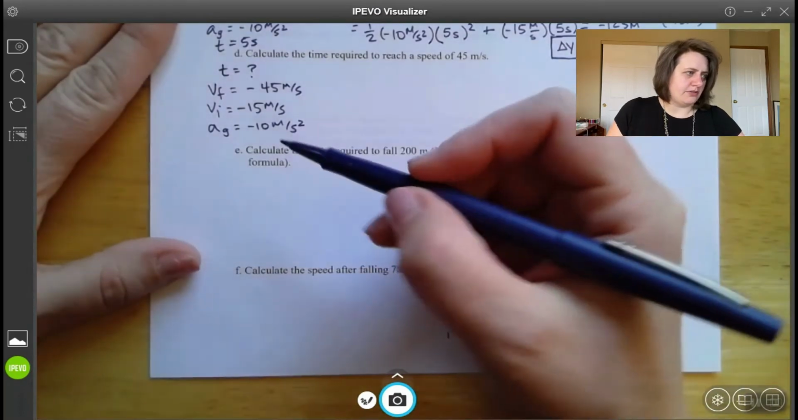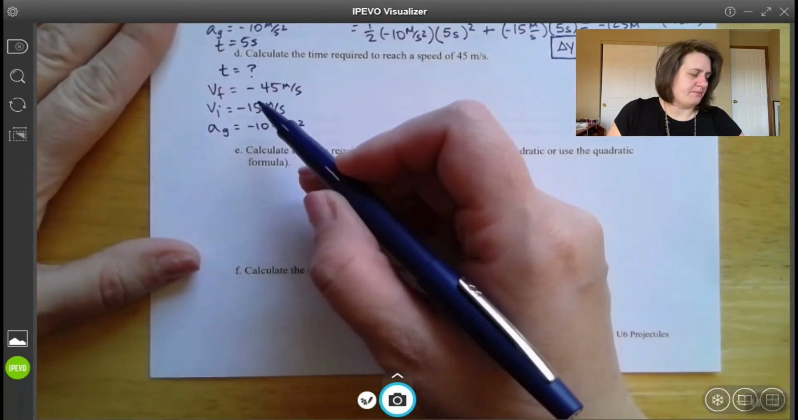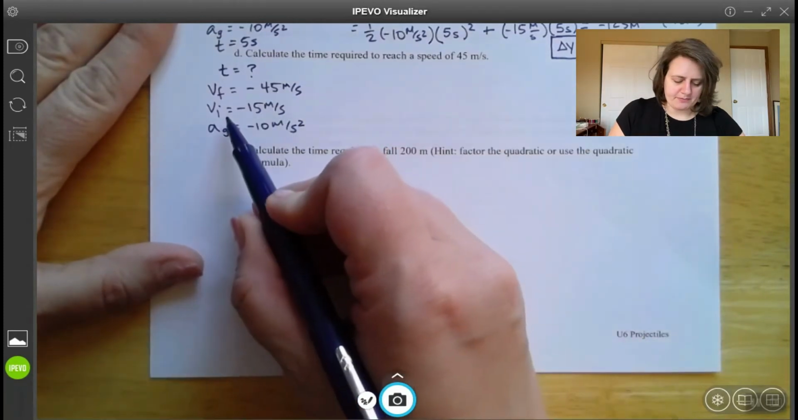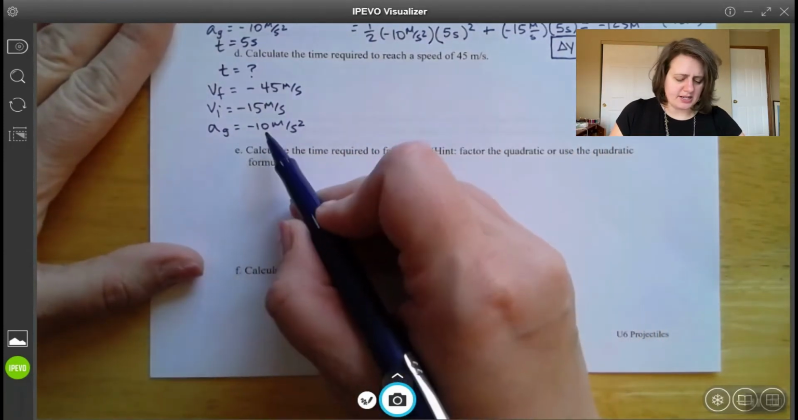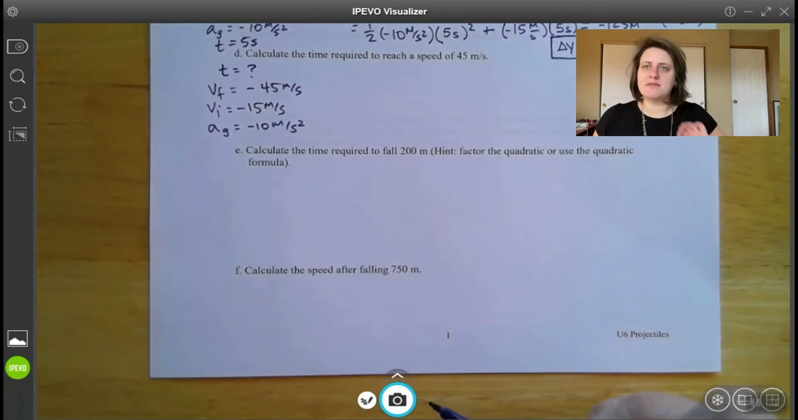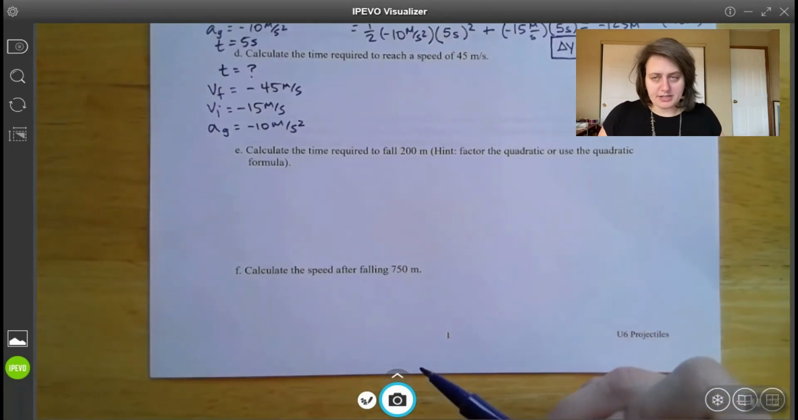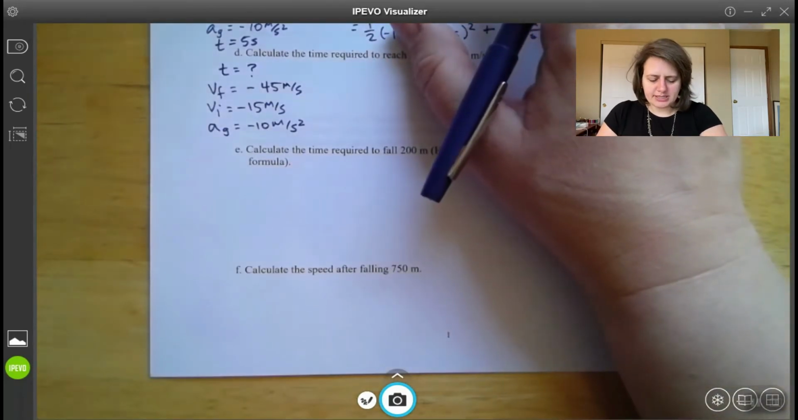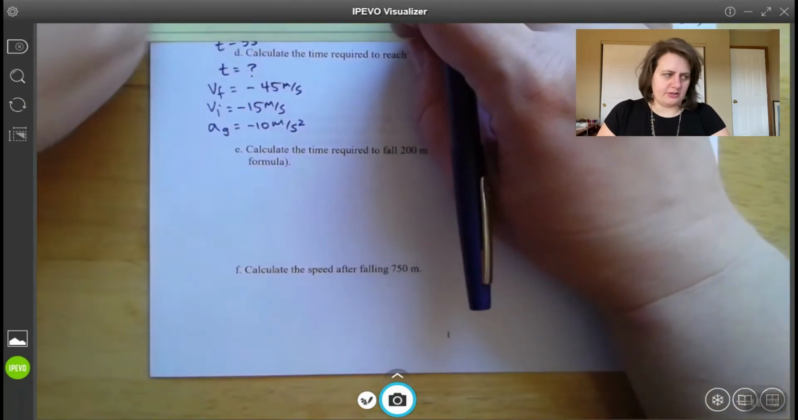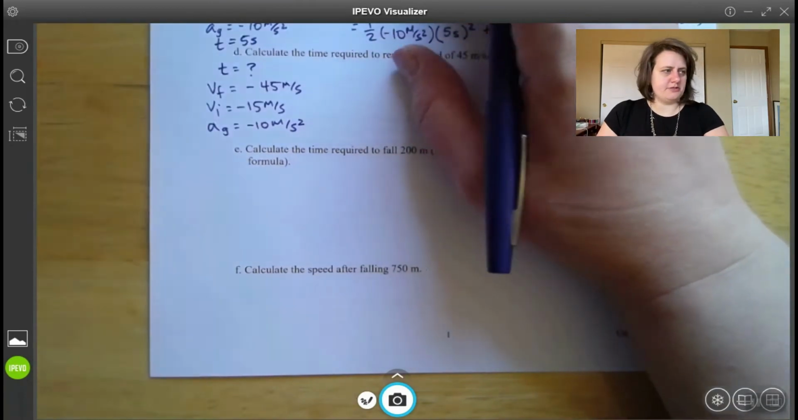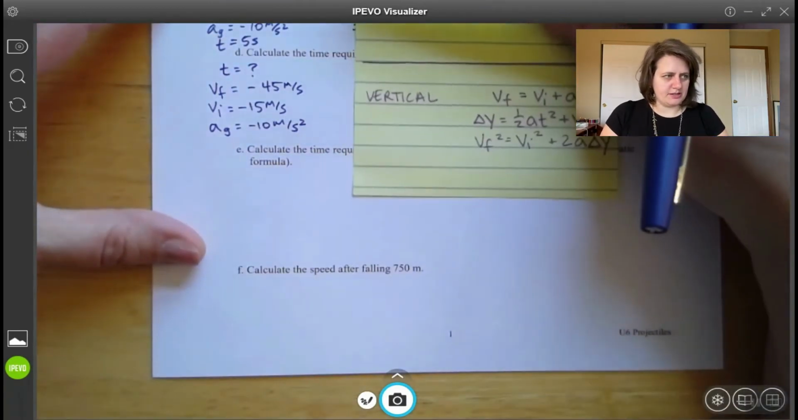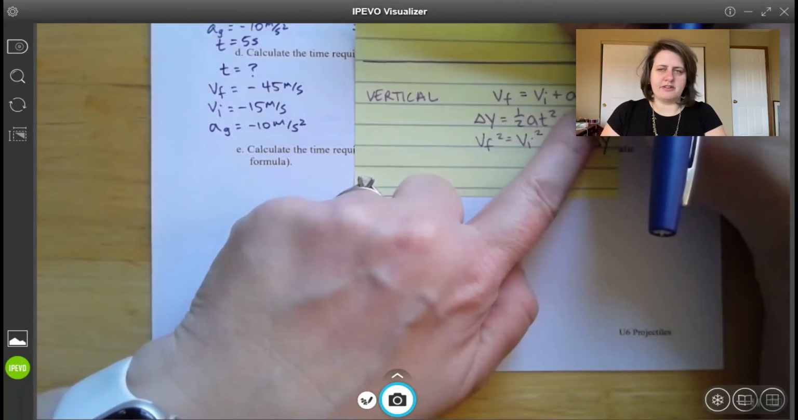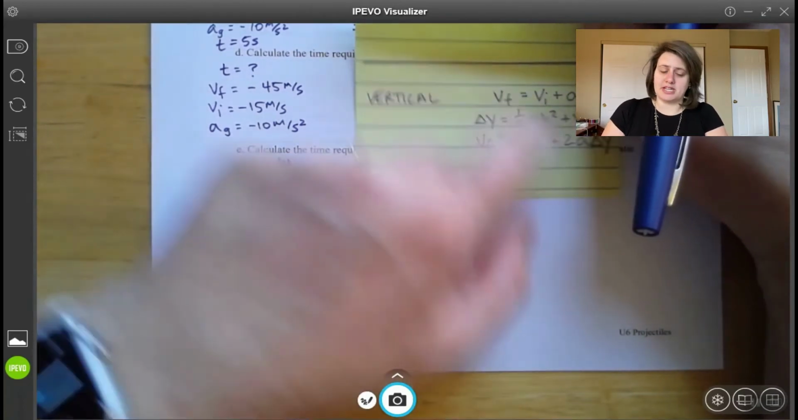Okay, so we've got our unknown. We're trying to find time. We know final velocity is minus 45 meters per second. Initial velocity is minus 15. Acceleration is minus 10 meters per second squared. So again, we have three things. We're going to solve for the missing one. This again is vertical motion. So the equation that we are going to use is this first one. Final velocity equals initial velocity plus acceleration times time, and we're going to solve for time.